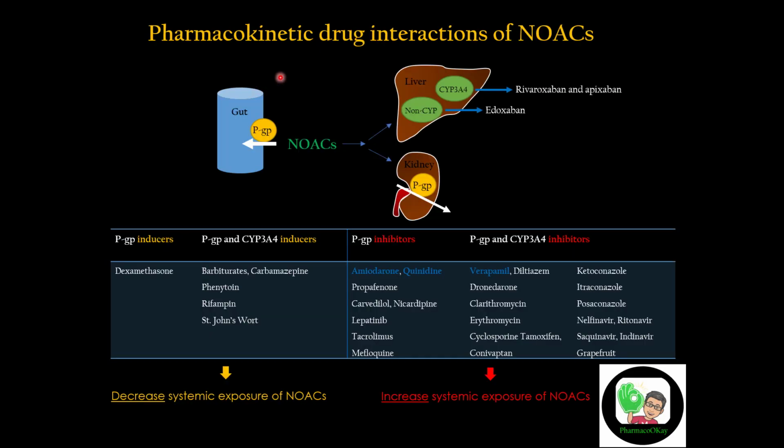For the pharmacokinetic drug interactions of NOACs, as I mentioned, NOACs are substrates of P-glycoprotein. P-glycoprotein in the gut pumps the drug out of the body. In the kidney, P-glycoprotein also pumps the drug to be excreted through the urine. So if you induce the activity of P-glycoprotein, you will enhance the excretion of NOACs through the urine or the gut. But if you inhibit the activity of P-glycoprotein, you would increase the level of drug in the blood, which may increase the risk of adverse drug reactions.